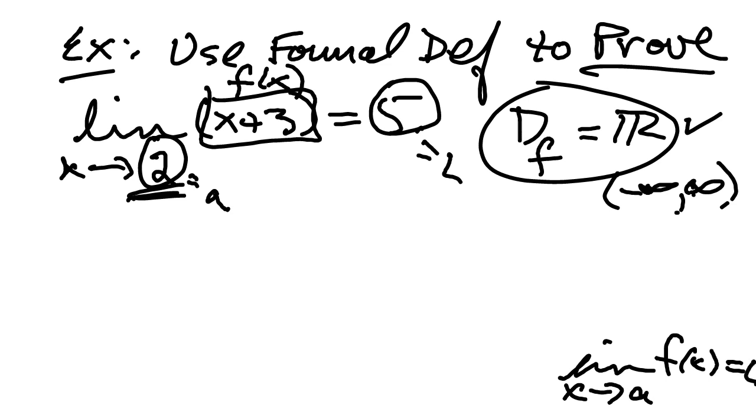So we've got that. And then to prove it, we need to do a little scratch work. It says for any epsilon greater than 0, we can find a delta. So let's pick an epsilon.